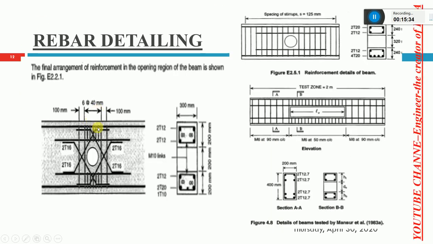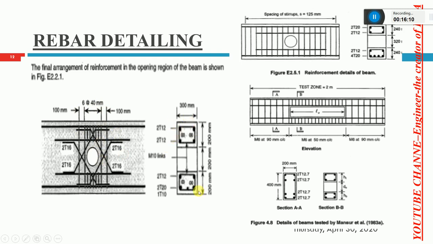Now we can see the rebar detailing, the final arrangement of the reinforcement in the opening region of a beam. The rebar will be provided like this: horizontal bars, and the diagonal rebars should pass over them. A minimum of 2T16 is required horizontally, and the vertical bars will be provided at a distance of 40 mm.